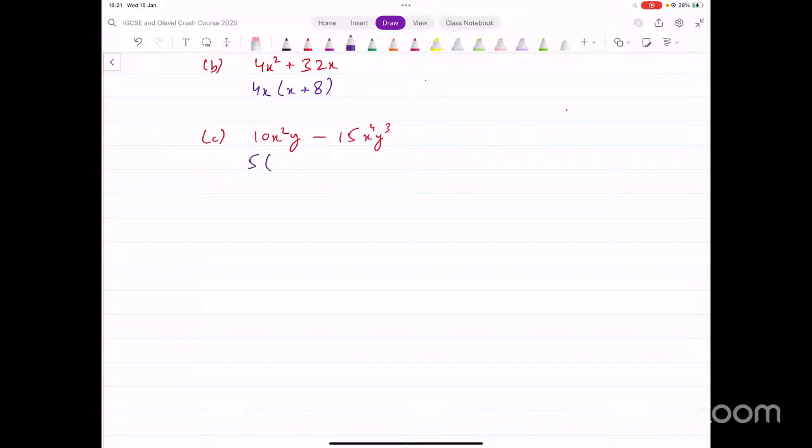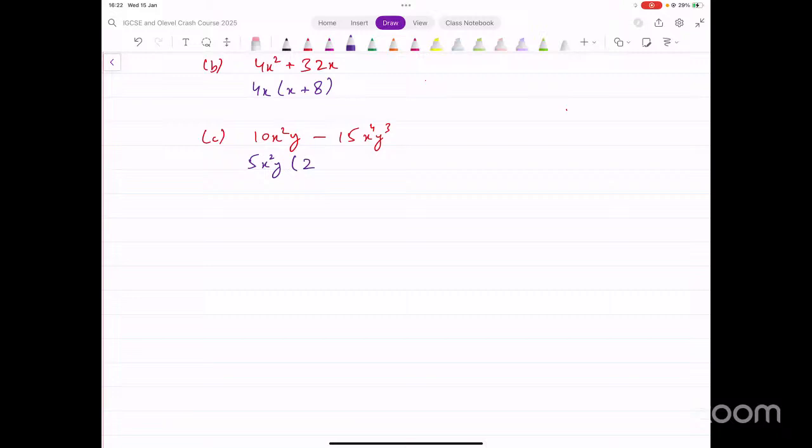Okay, and then what about the powers of x? You've got x squared, you've got x raised to power 4. What can you take common from this? You can take x squared common, right? And what about the powers of y? You can take y common. So basically, in variables, you can take whatever is the smallest power common outside. So between y and y cubed, what is the smaller power? Y. You can take that as common outside. And what does that leave you with? 10 over 5 is 2.